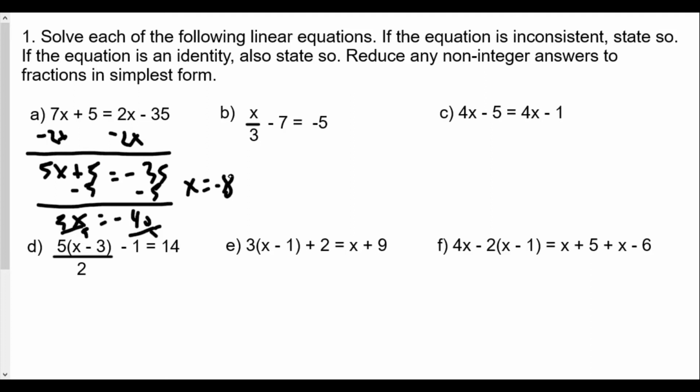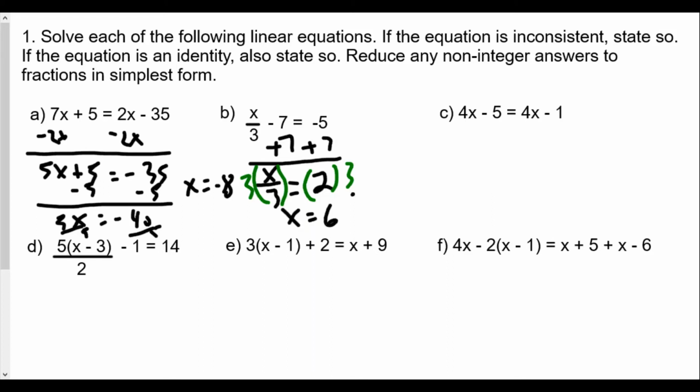For b, we have x over 3 minus 7 equals negative 5. Now we have the variable by itself, and we want to isolate it further by adding 7 to both sides. That gives us x over 3 is equal to 2. And to undo the dividing of x by 3, we're going to multiply both sides by 3 to get x equal to 6. Right, so that's fine too.